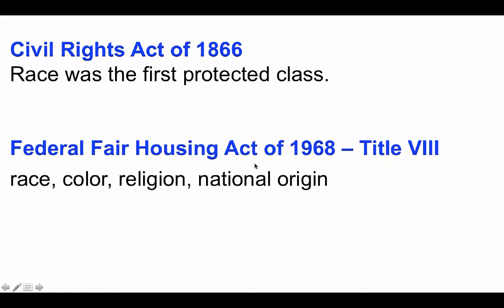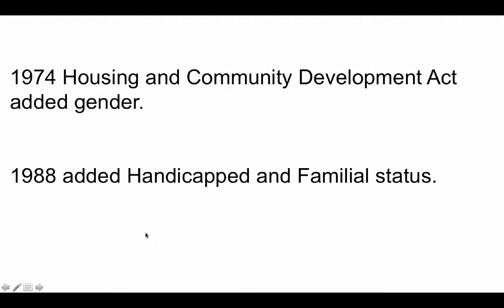Okay, this is your Federal Fair Housing Act. They may ask, what else is the Federal Fair Housing Act of 1968 called? Just match the 8. Roman numeral 8. It added race, color, religion, national origin. 1974 Housing and Community Development added gender. And the only thing they're really going to talk about is handicap and familial status. These were the last 2 that were added for protected classes.